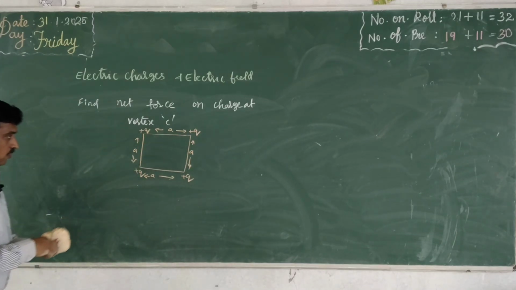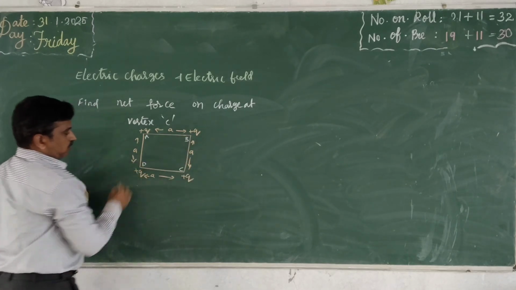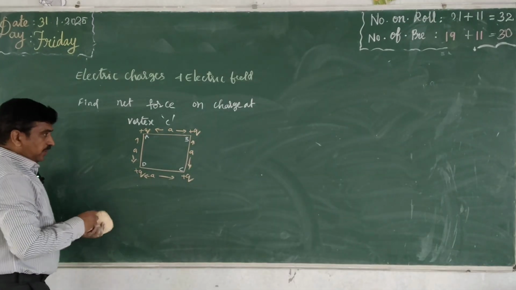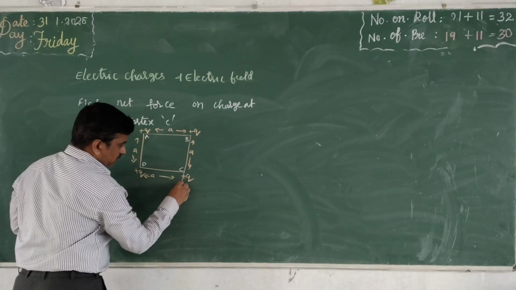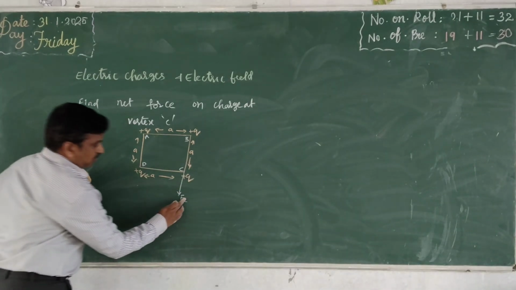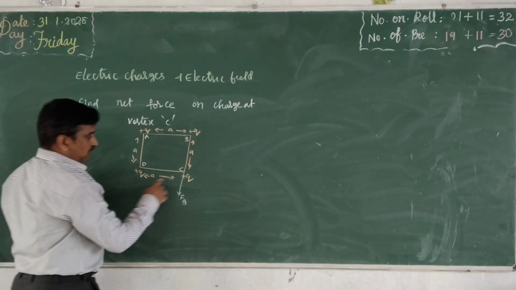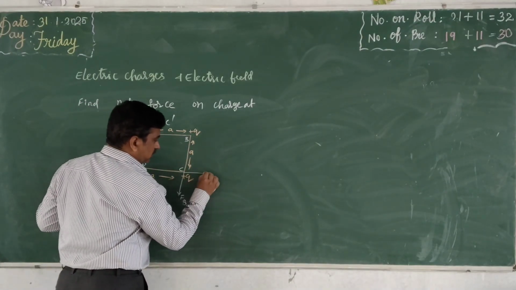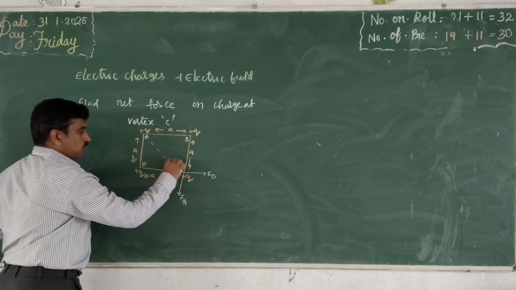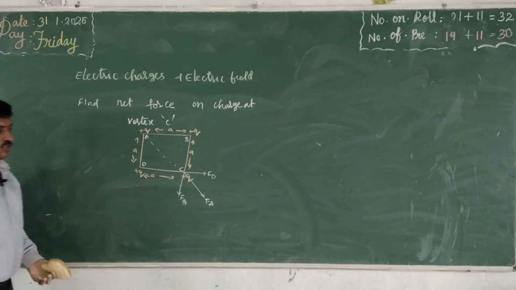The vertices are A, B, C, D. What is the net force on this point? We want to find out. Due to B, what is the force acting? This is the direction of force on C due to B, Fb. That is the force on C due to D, Fd. And force on C due to A is Fa. First we find them one by one.